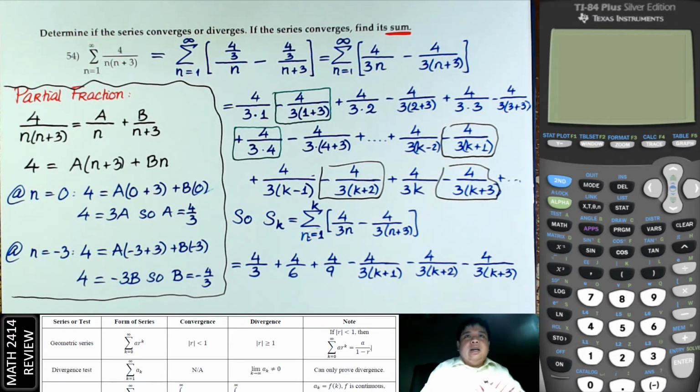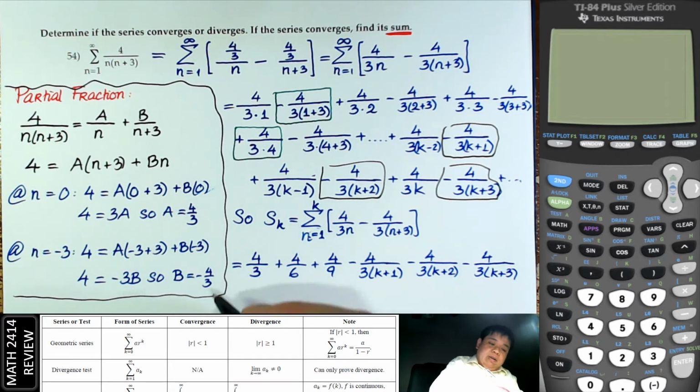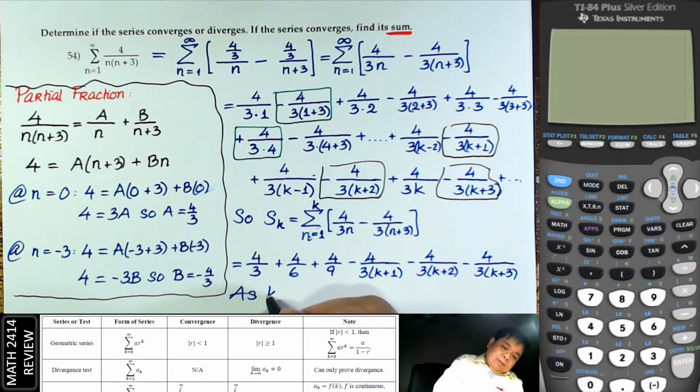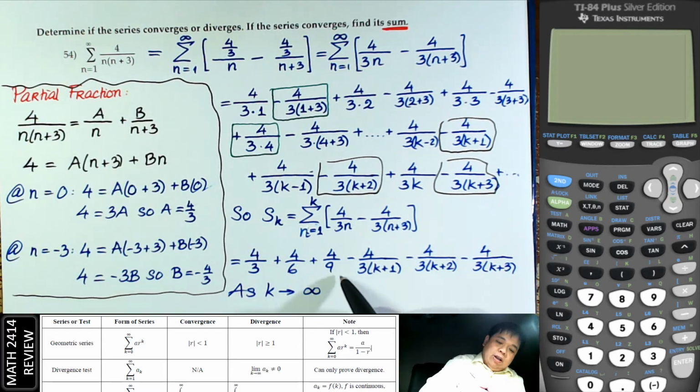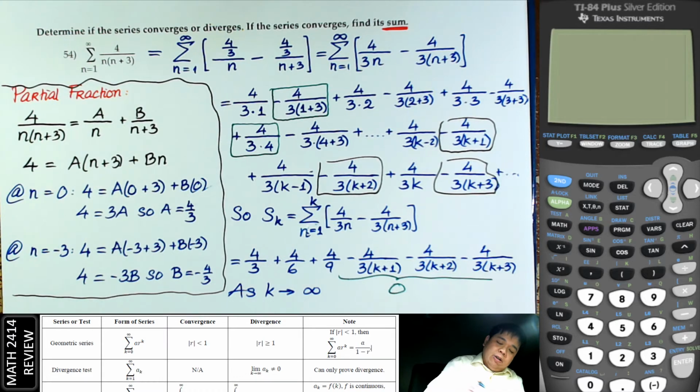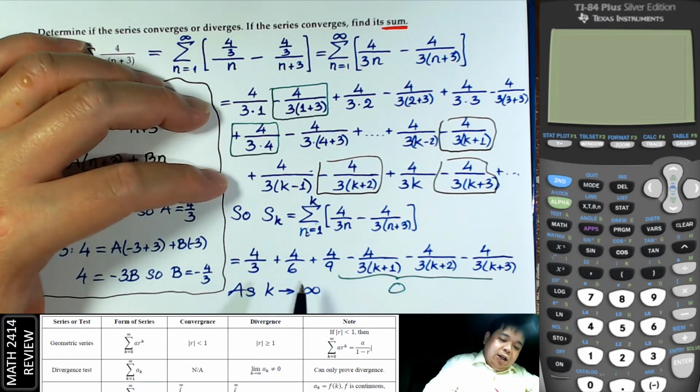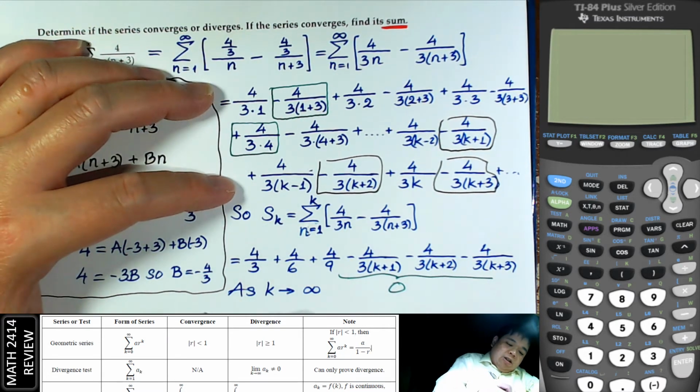So it depends. In this one we do have 3 positive from the first 3 terms. That means we need 3 negative from the last 3 terms. Now, as k goes to infinity, all of this goes to 0. So we just have those fractions: 4 thirds plus 4 over 6 plus 4 over 9.